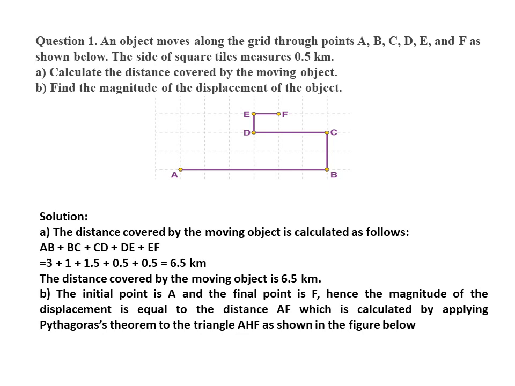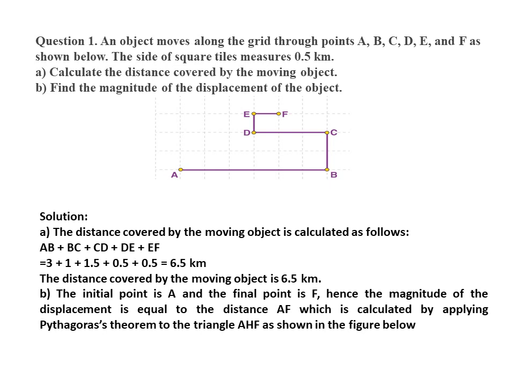Solution 1. The distance covered by the moving object is calculated as follows: AB plus BC plus CD plus DE plus EF. Here AB is equal to 1 km, BC 1 km, CD 1.5 km, DE 0.5 km, EF 0.5 km, total 6.5 km. The distance covered by the moving object is 6.5 km.